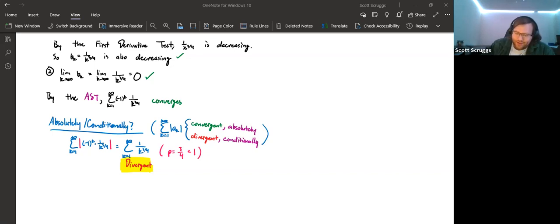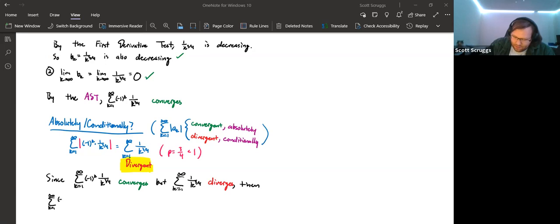So I'm going to summarize it down below. Since my original series converges, but the series, if I remove the negative 1 to the kth power, diverges, then my original series converges conditionally.